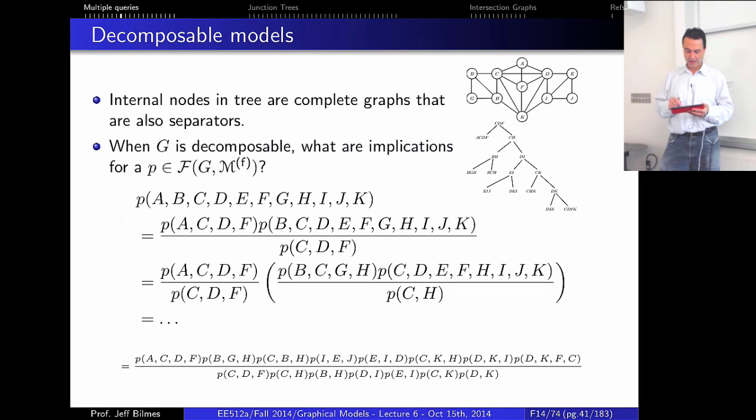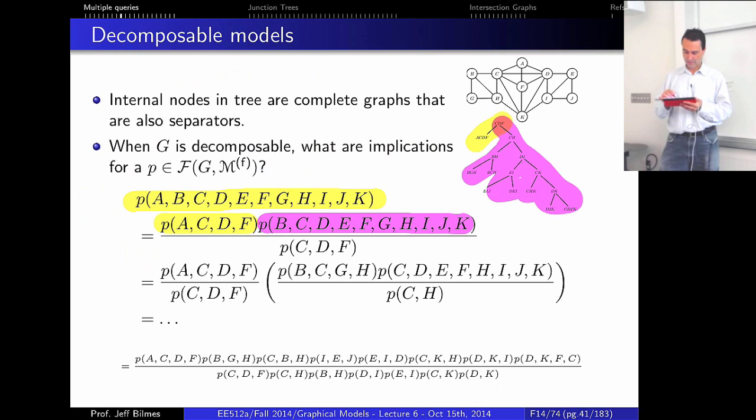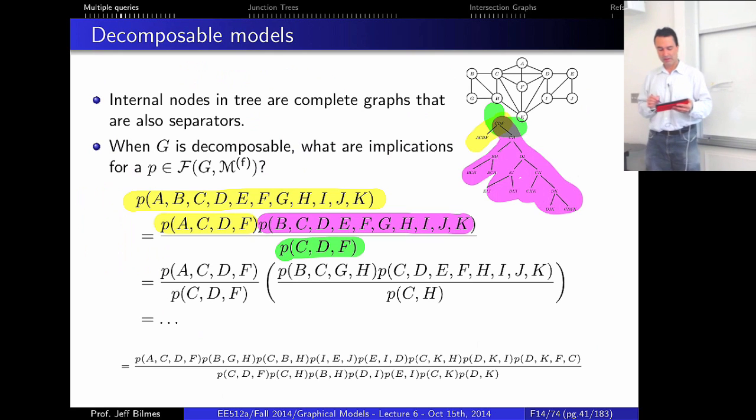Okay, so what's this going to allow us to do? Well, the joint distribution over A, B, C, D, up to K, based on that first CDF up here, allows us to write it as one factor on the left, which corresponds to this bit here, another factor on the right, which corresponds to all of this stuff over here, and then another factor on the bottom, which corresponds to this bit over here, just the separator. So we've got the two factors in the numerator, which correspond to the left and the right-hand side, and the separator in the denominator.